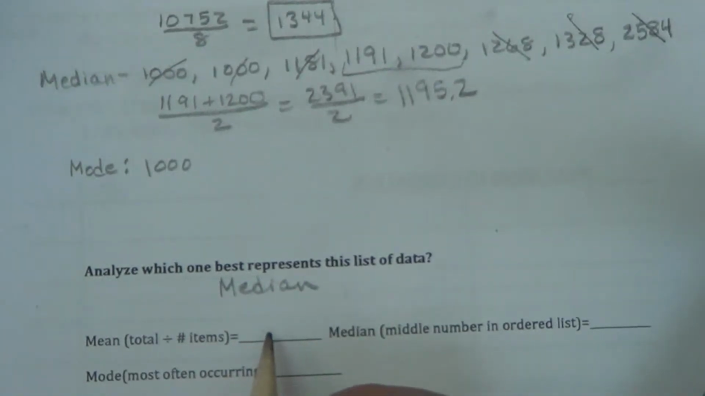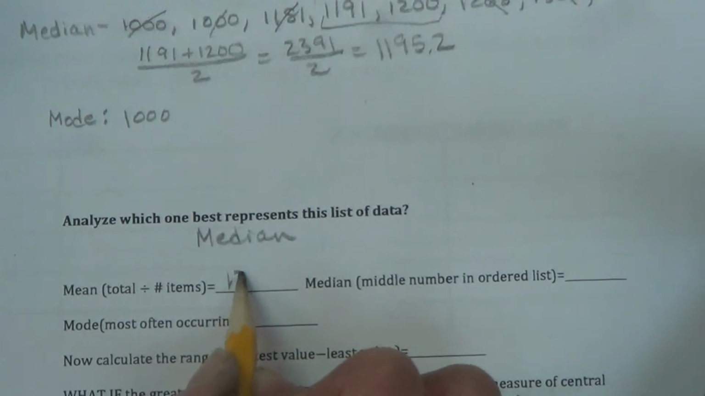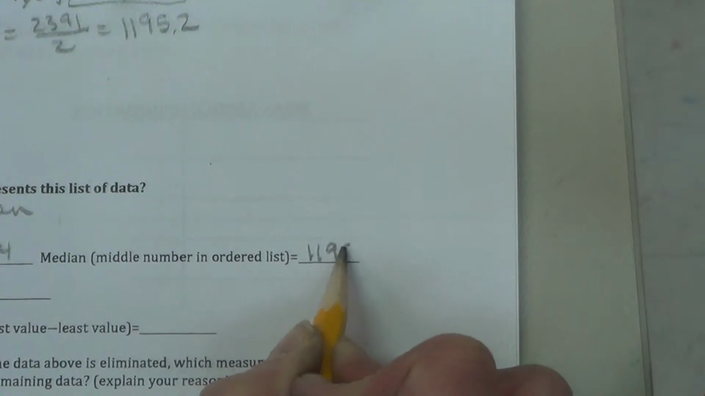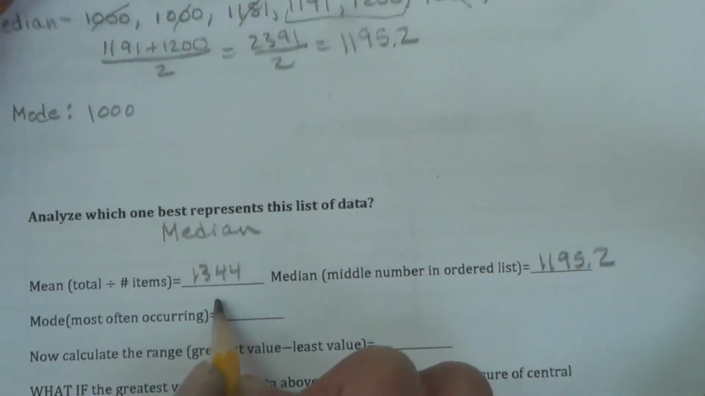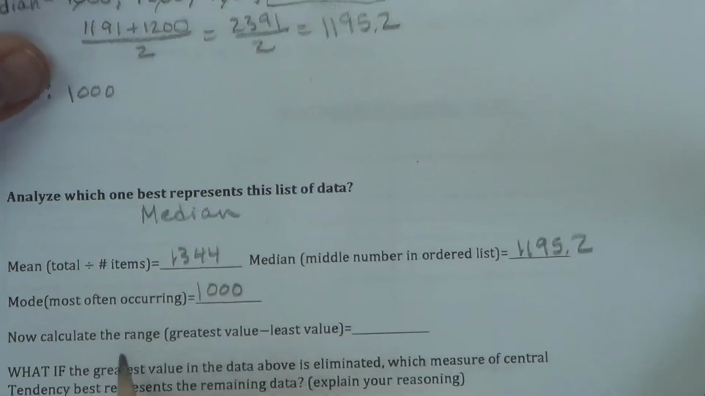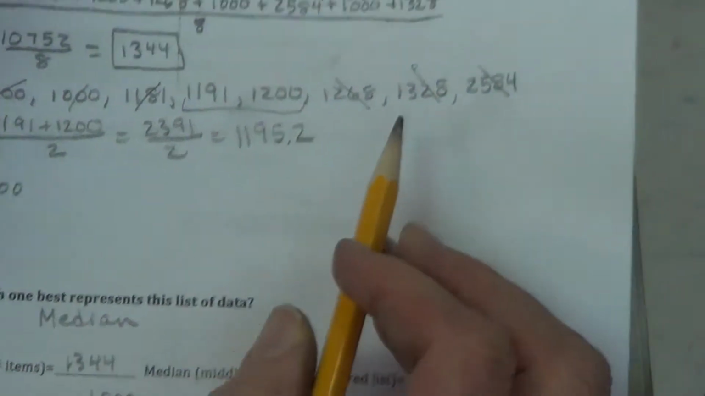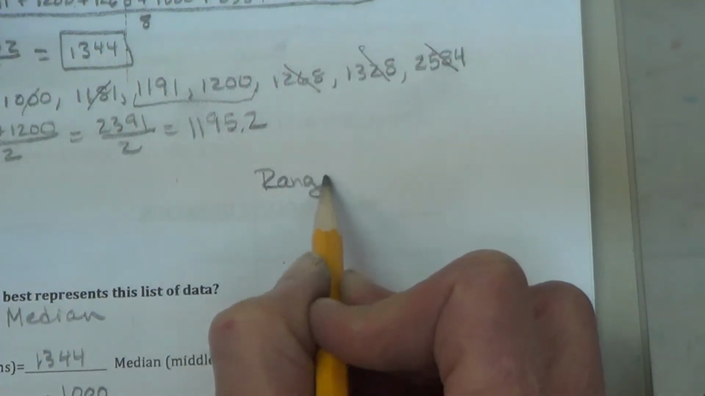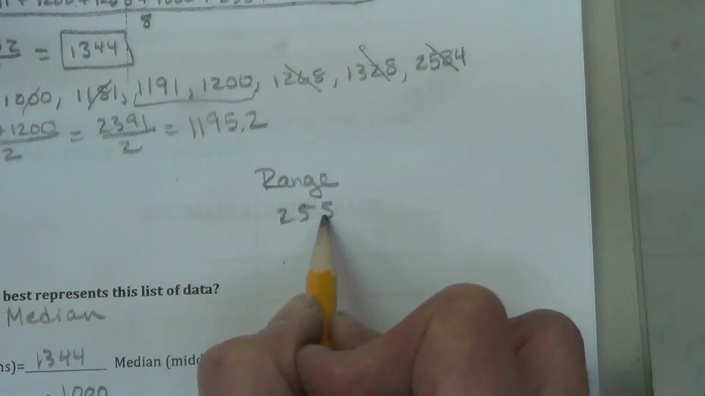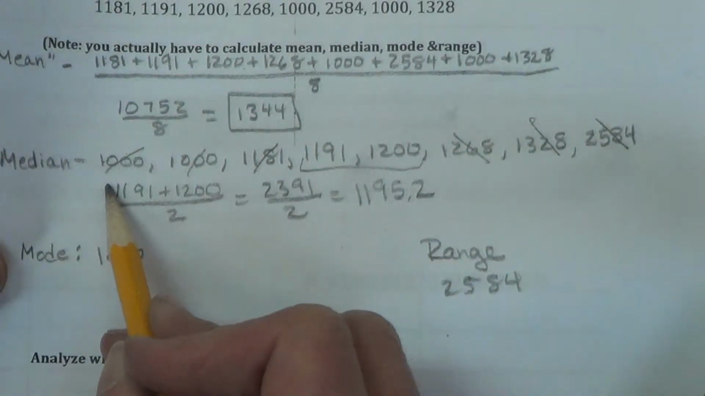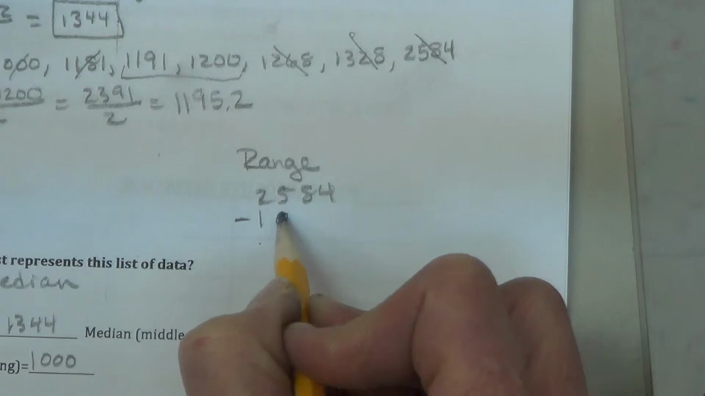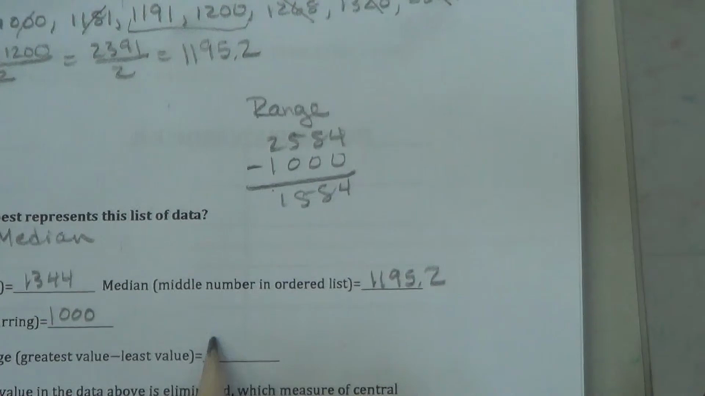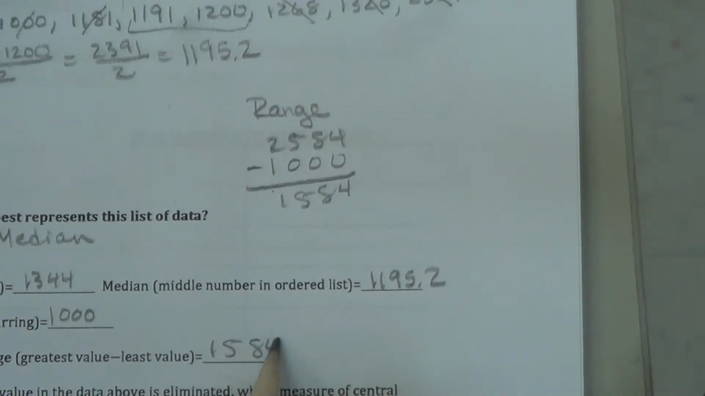We go ahead and we list these down in the blank. So we have 1,344. We have 1195.2, and we have 1,000. Now it asks us to calculate the range. Well, our greatest value is 2,584, so for range, we would take the largest number, 2584, and our smallest number was 1,000. So we subtract 1,000, and we get 1584. So our range is 1584.